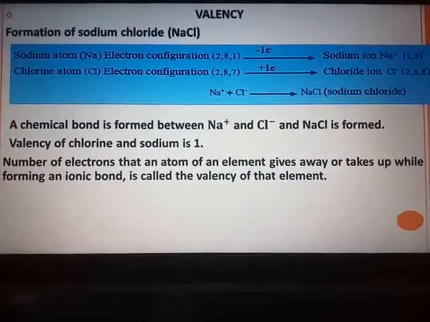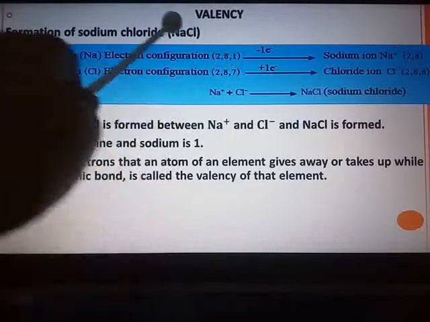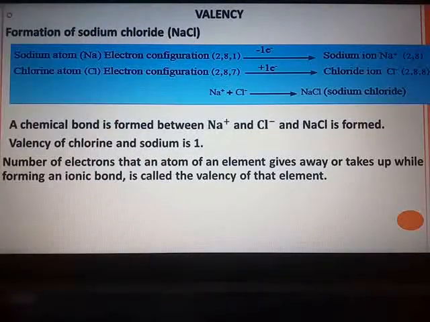For sodium chloride, the two interacting elements are sodium and chlorine. We have seen how to calculate the valency of any element. Now, we will see how sodium chloride is formed and what is the relation with their valencies. So, we have also studied that the capacity of an element to combine is called its valency. If you take the case of sodium and chlorine in this compound, sodium has electronic configuration 2, 8, 1 and chlorine has 2, 8, 7 because their atomic numbers are 11 and 17 respectively.